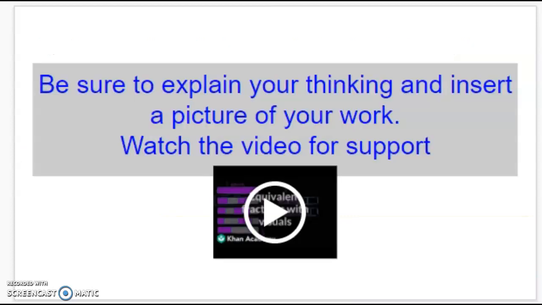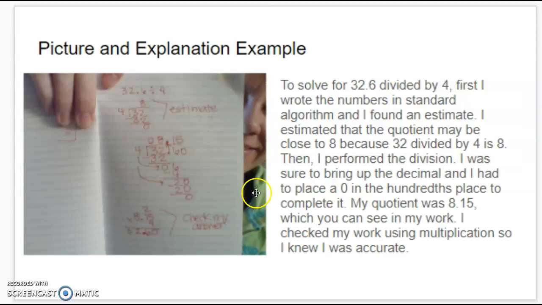Now, in the slide deck, you'll also notice that there's a video here. So if you're working on this problem and you're thinking, I'm not sure, I need a support, you can definitely watch the video to support you in your work that you are doing today. And for reference, there's also a copy of the expectation.